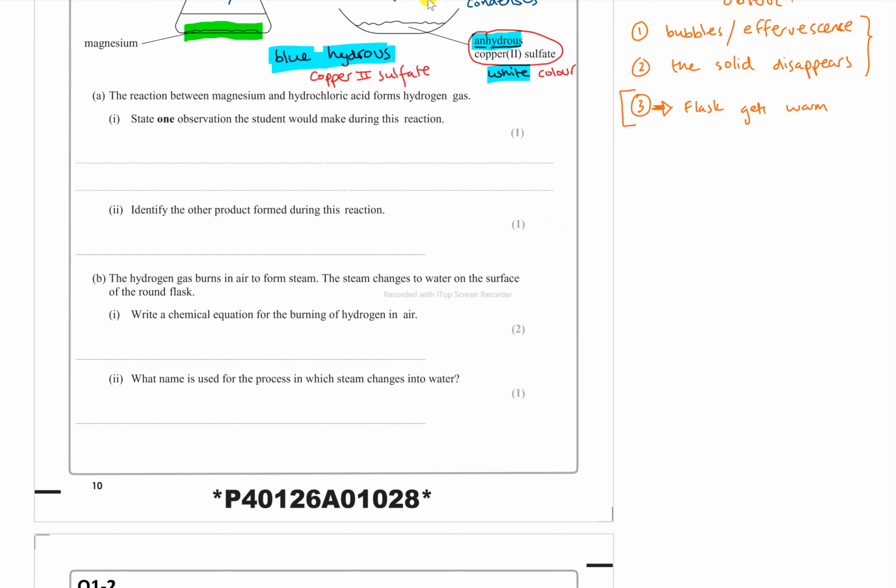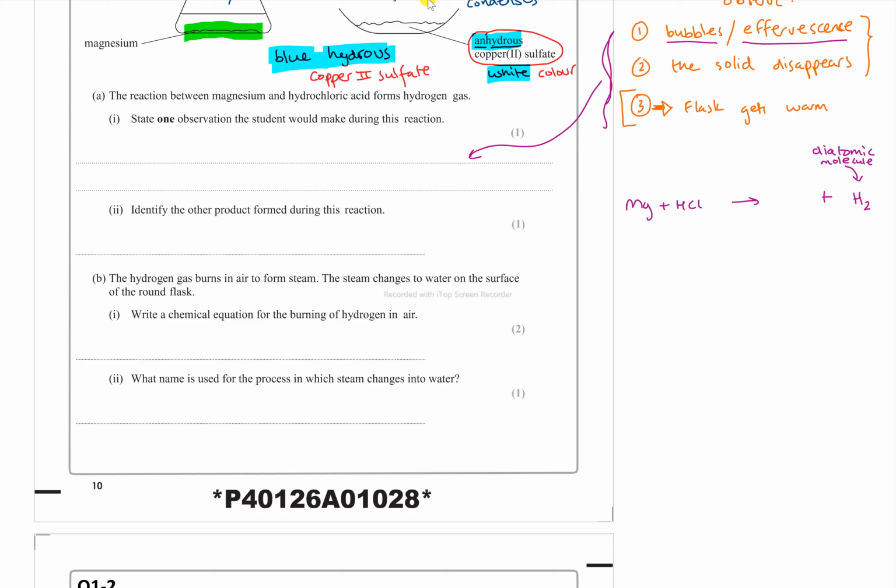Right, one observation, we've said any one of these. I prefer this one. It seems as effervescence is the best one. Identify the other product formed during this reaction. So you've got magnesium plus hydrochloric acid gives magnesium chloride and hydrogen. Right, you have to remember this. Hydrogen is a diatomic molecule. That means it runs around in pairs.